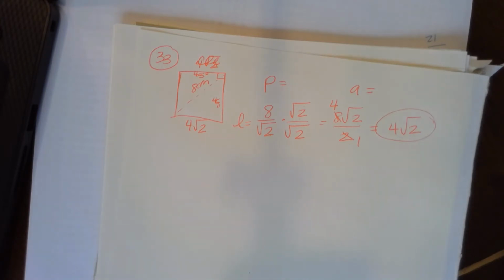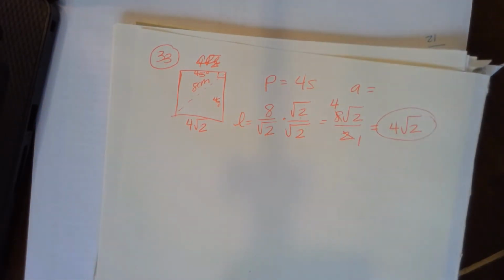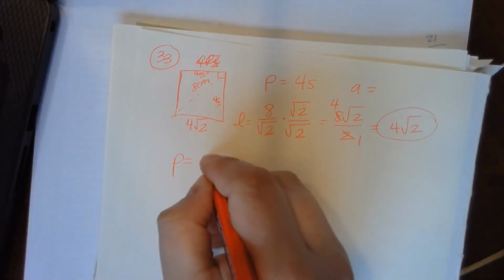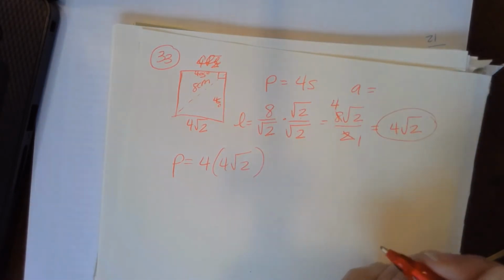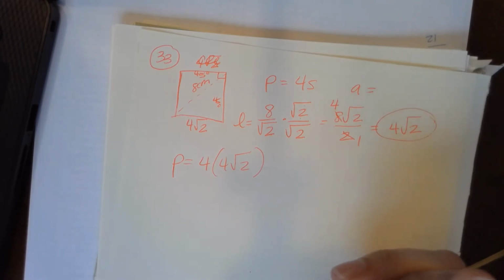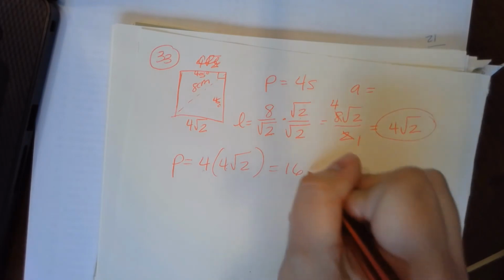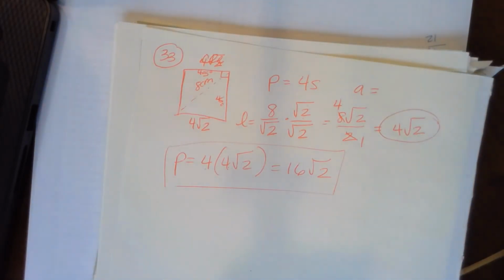Now perimeter is super easy because basically it's 4s, right? It's 4 times s. So what we have to do is just take perimeter equals 4 times the 4 square root of 2. So I'm just going to multiply it 4 times and get my perimeter. And 4 times 4 equals 16 square root of 2. Perimeter equals 16 square root of 2.